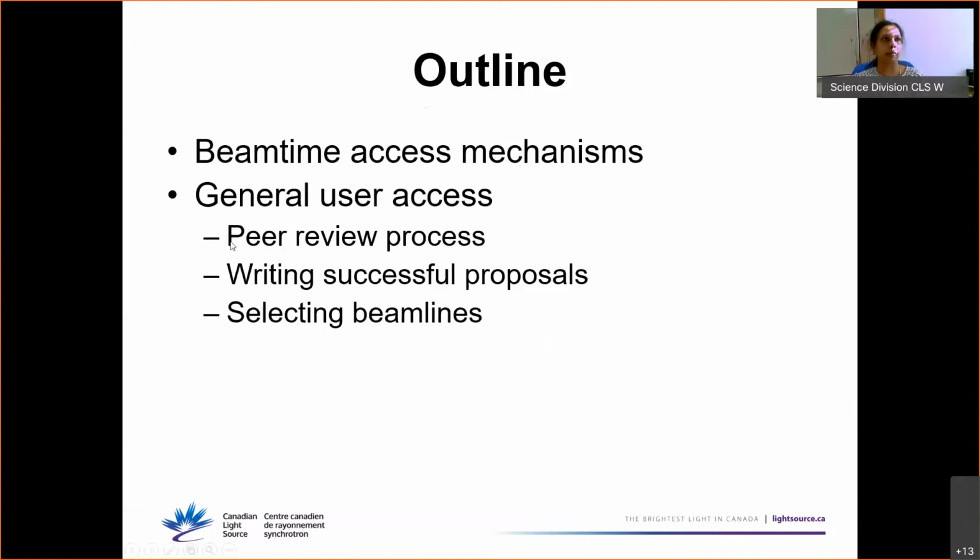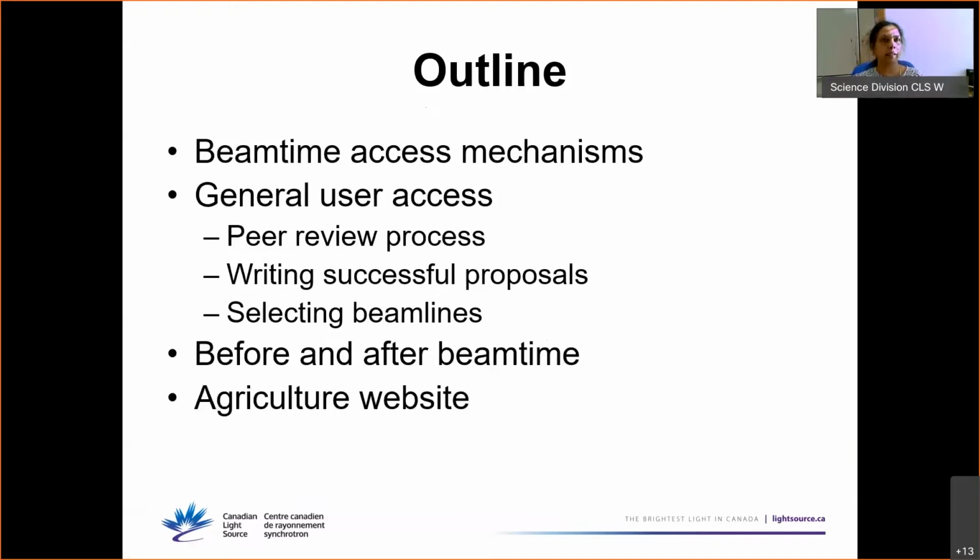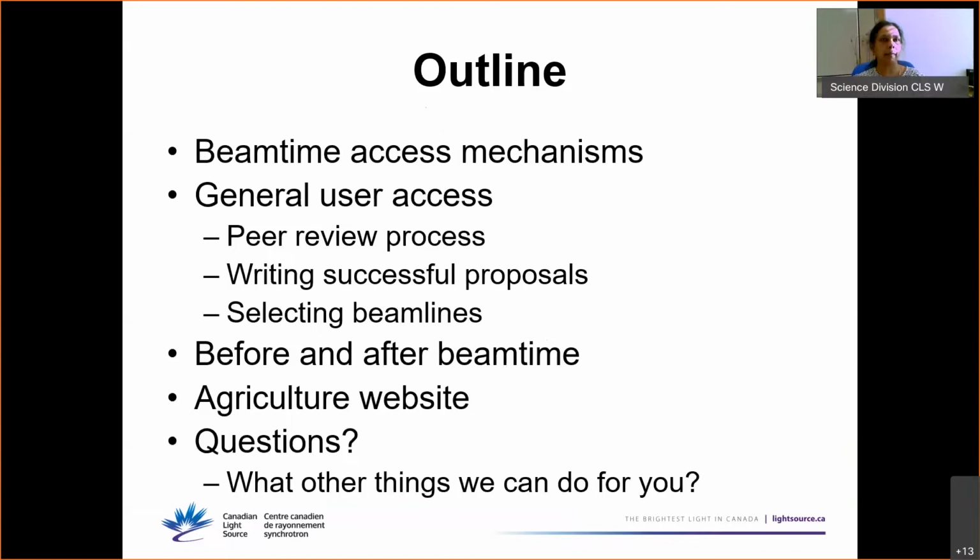So that's what we are going to show you, how to write a successful proposal, which will go through the peer review process and how to select beam lines where you can conduct experiments. And what are the things you can do before and after beam time? It's a very short summary because here we are going to focus more on writing a successful proposal. And I have, for agriculture users, if you are here in the webinar, a dedicated website which shows some example proposals and related information that may be useful. And at the end, I will open it for questions as well.